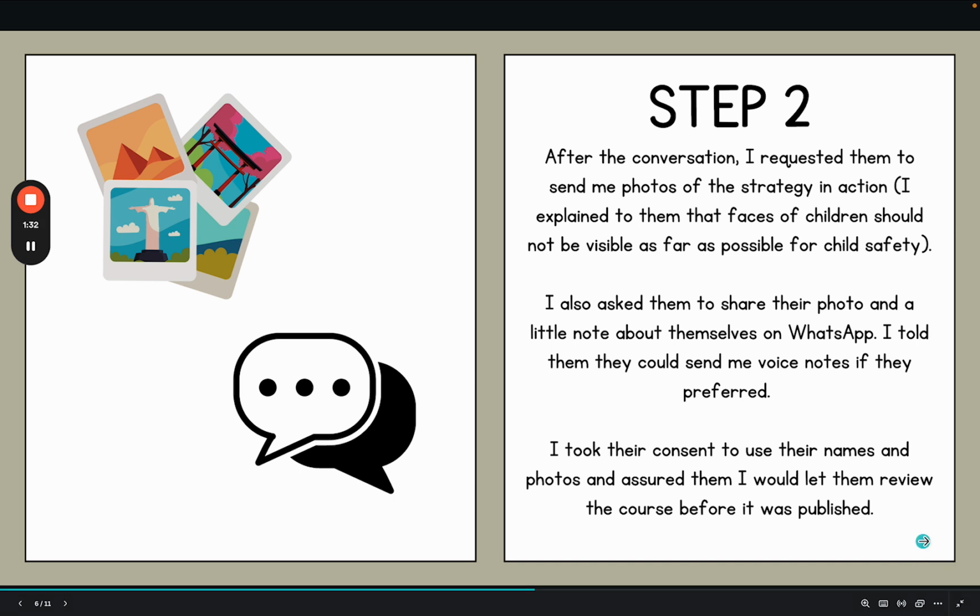After this, the next step is to ask them to send photographs of the strategy, making sure that no photographs have the faces of children. Also, a photograph of the practitioner themselves and a little note about them is helpful. Take their consent, of course, before publishing it in their name. Most practitioners are quite happy to have their names published. And also assure them that you will be sharing the course with them for review before publishing it.